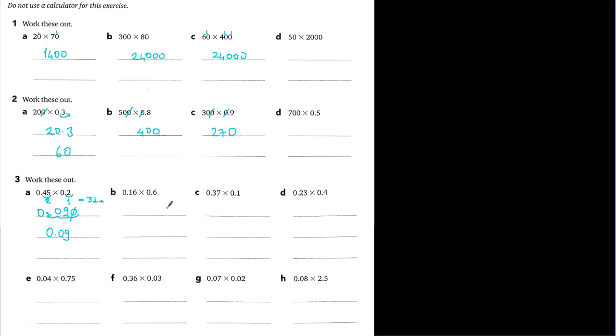Okay, the next one. Firstly, I'm going to multiply 16 times 6. So 16 times 6 is equal to 96. Then there are 2 decimal units here and 1 decimal unit here. So I'm going to count from the left to right. 1, 2, and 3. This is the place for the decimal point.